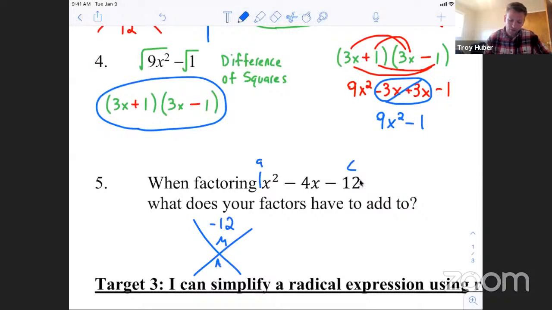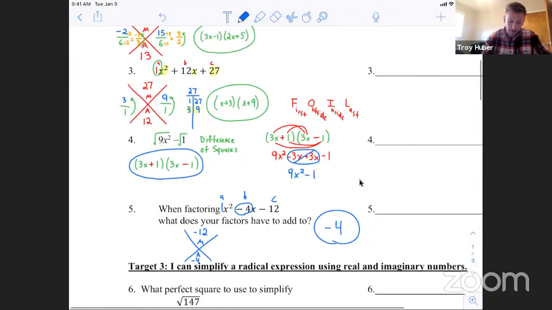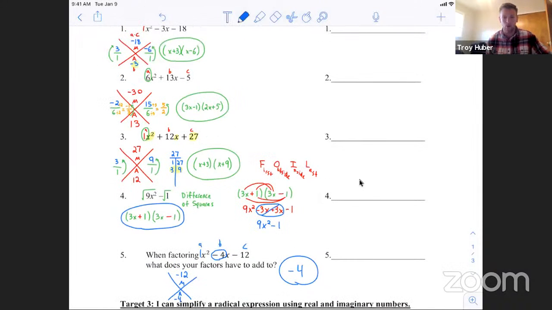And we always add to our b value, which, be careful, in this case is negative 4. So we would have to add to negative 4. All right, and that is it for our first target.